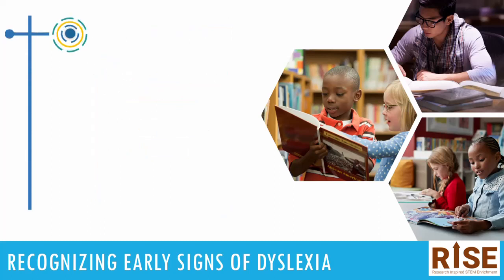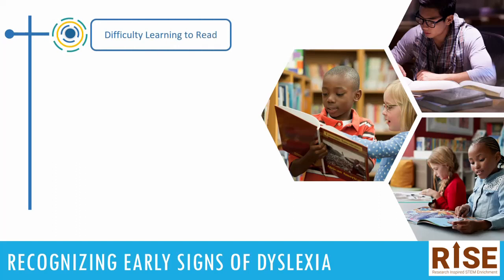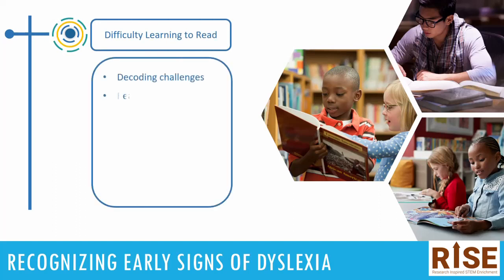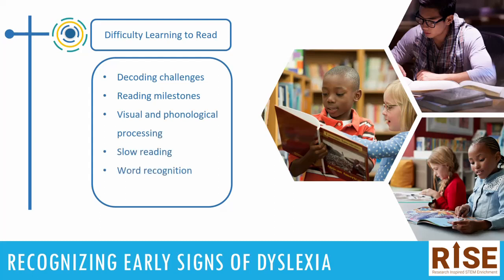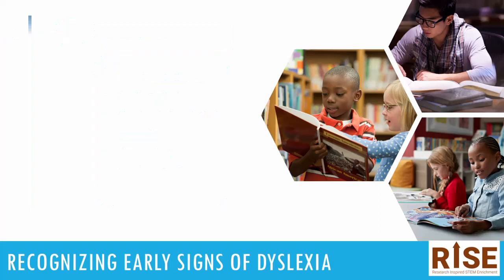Difficulty learning to read. Challenges in decoding words and achieving reading milestones can point to dyslexia, impacting the development of reading skills. Dyslexia involves differences in the activation and connectivity of brain regions responsible for visual and phonological processing. These differences can result in a slow and laborious reading process, affecting the child's ability to recognize and understand written words efficiently.